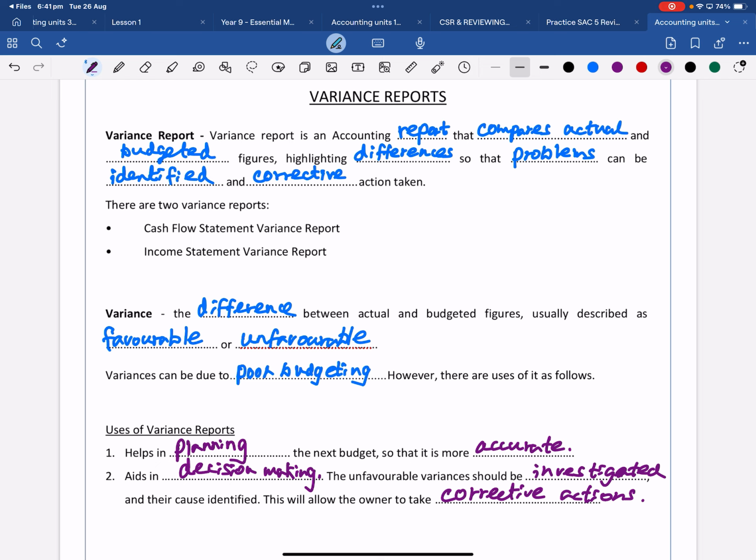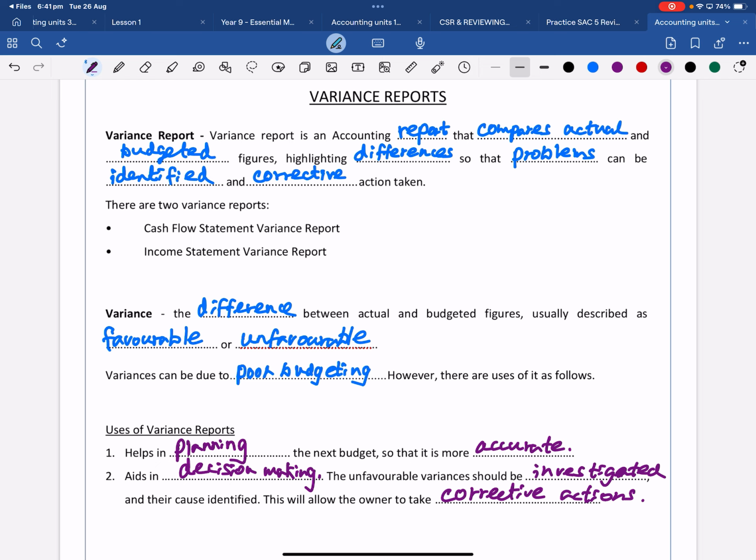Yeah. So basically, guys, variances are usually, we say that due to poor budgeting. So then we assume that it is something wrong with the budgeting. So then we claim it for poor budgeting. However, there can be other reasons as well, but we don't really care about it. Right? Then what are the uses of the variance reports, guys?